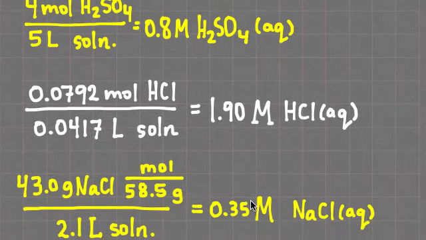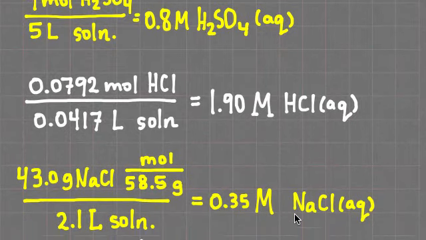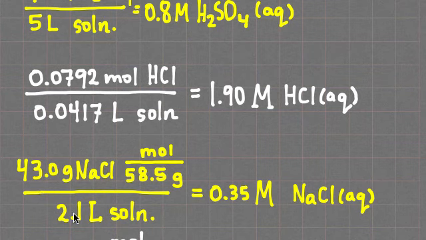You'll notice I tried to take the time to write aqueous in back of all these things. So 43 grams of salt in 2.1 liters of solution. But you know what? It's not grams, it's moles. So I went ahead and in the numerator just changed grams to moles. Sodium plus chlorine weighs 58.5, or 58.45 at least, grams per mole.